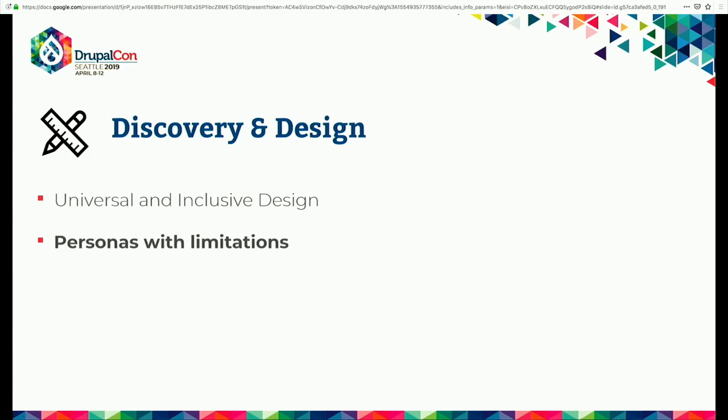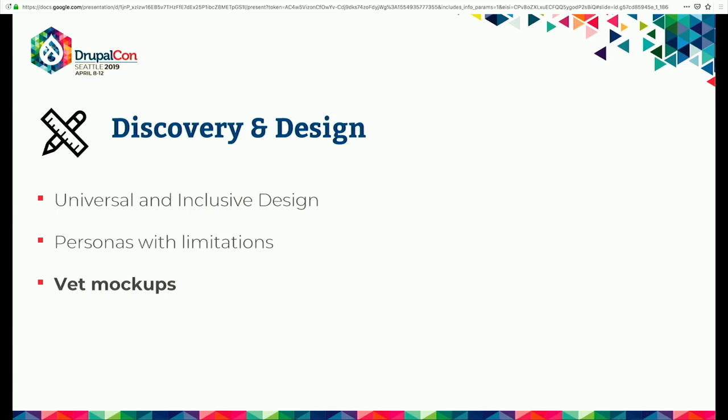And one of the ways that we can do this is creating personas with limitations. For those of you who don't know what a persona is, personas are putting names, faces, and attributes to who our users are. It's a way to make our users a bit more real before we actually go into development. So creating a persona that maybe has a limitation, whether it's temporary or permanent, helps remind us throughout the process that we're here to serve all users.